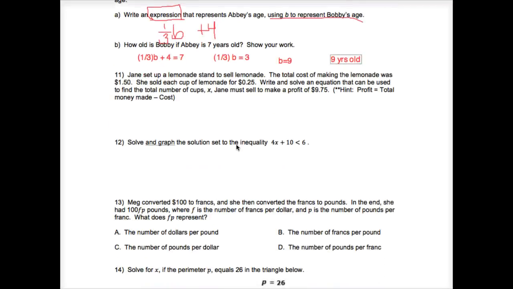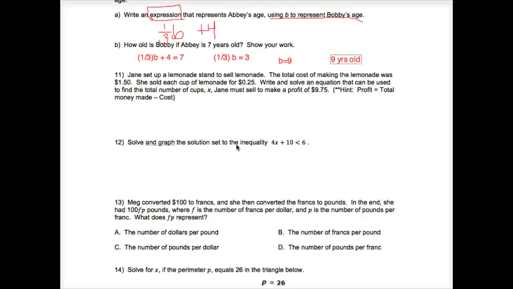Number 11, Jane set up a lemonade stand to sell lemonade. The total cost of making the lemonade was $1.50. So she must not have made very much. She sold each cup of lemonade for 25 cents. Write and solve an equation that can be used to find the total number of cups x Jane must sell to make a profit of $9.75.